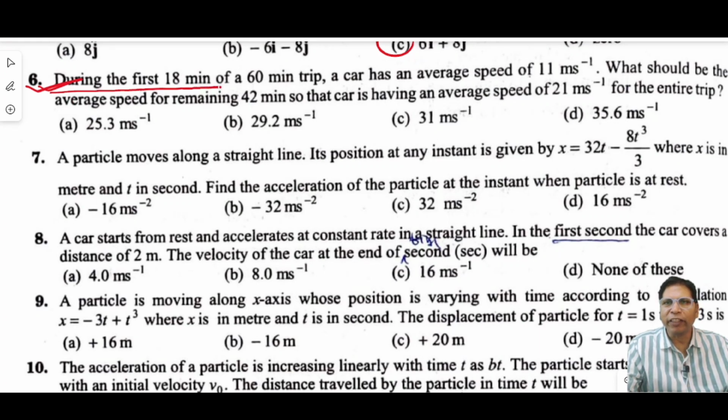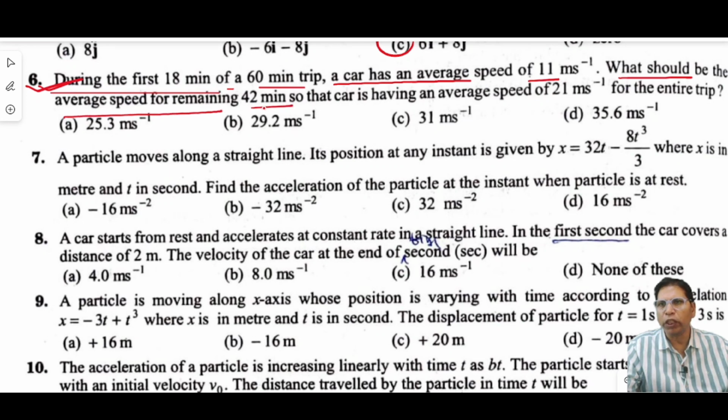During the first 18 minutes of a 60-minute trip, a car has an average speed of 11 meter per second. What should be the average speed of the remaining 42 minutes so that the car has an average speed of 21 meter per second for the entire trip? Here the average speed is 21.